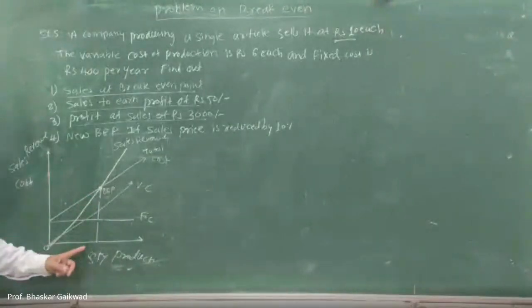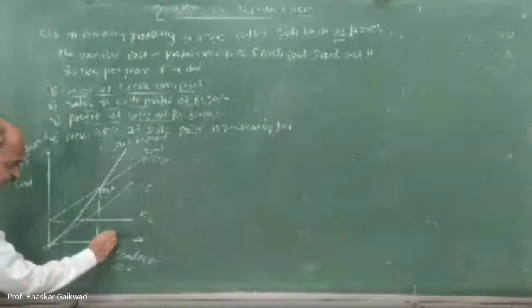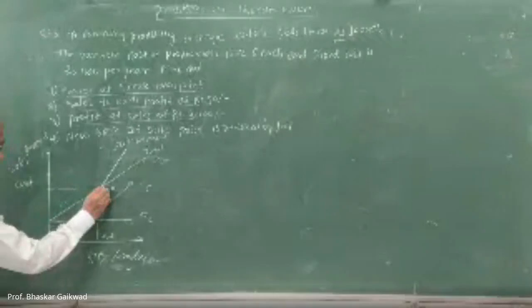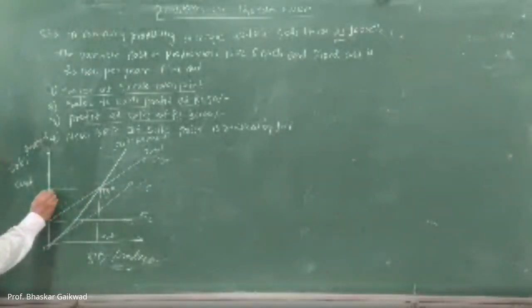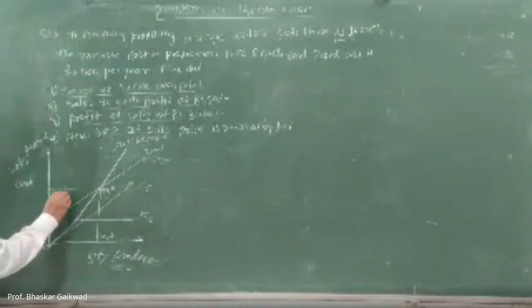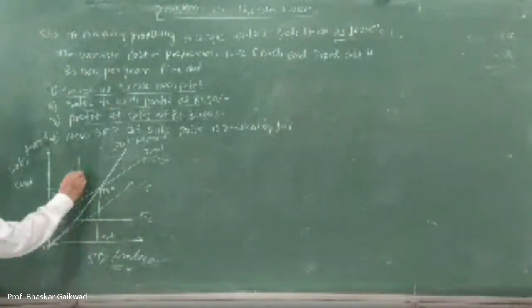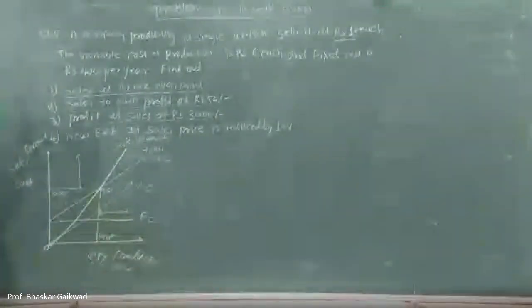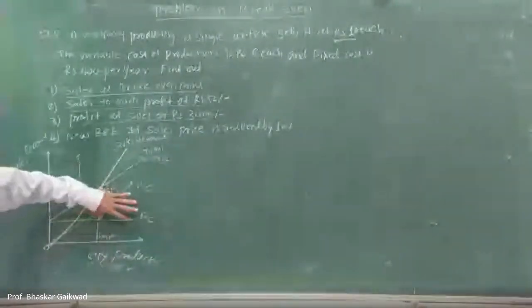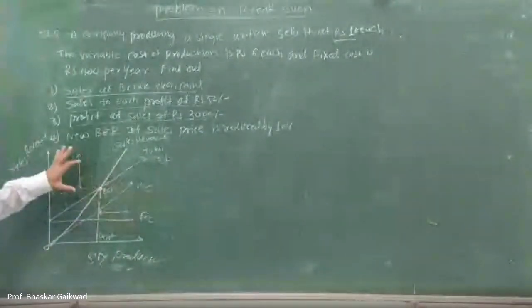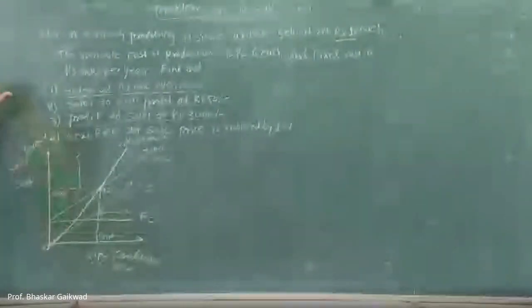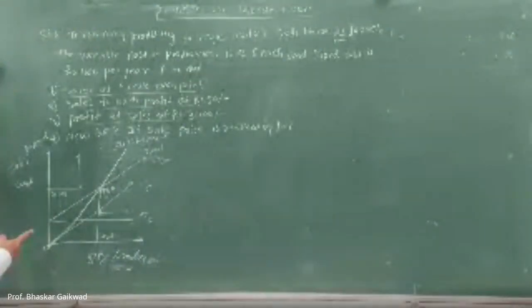Here you will get units, and here you will get the sales in rupees. So sales here, quantity here. Above this, on this side, is the margin of safety. So this is about our break-even graph.